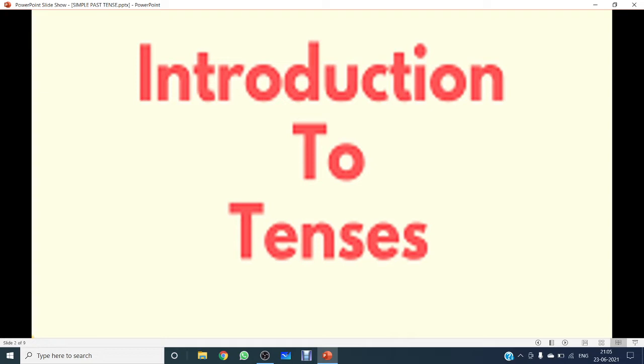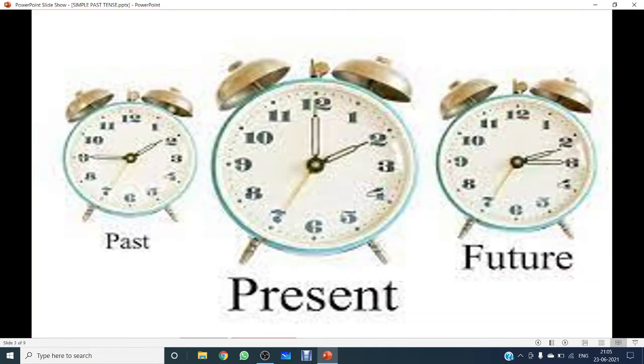Now let me come up to the next part. What are the three types of tenses? The present tense, the past tense and the future tense. Now here we will first know what is present tense. Present tense is used to denote an action that happens now. That is present tense.